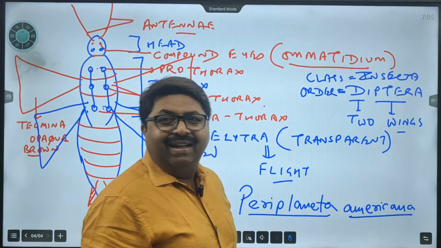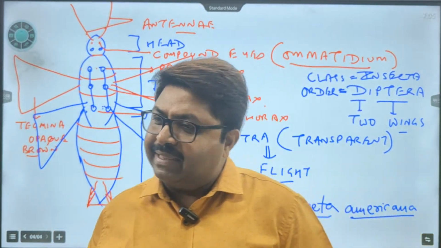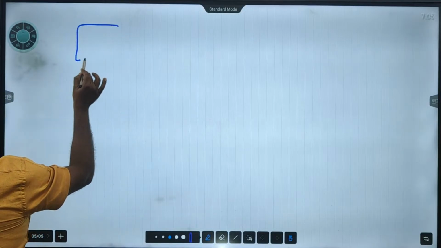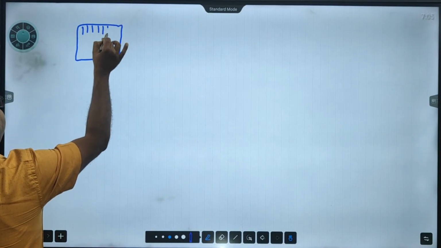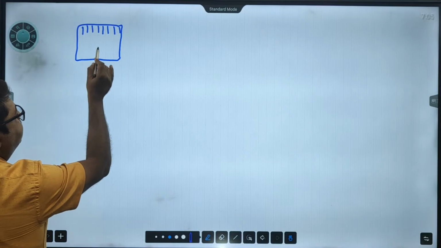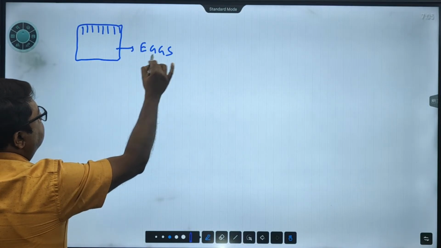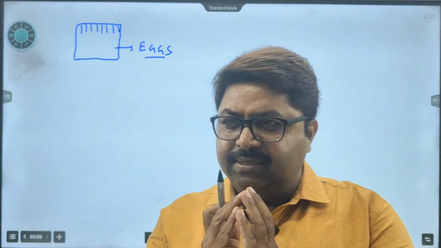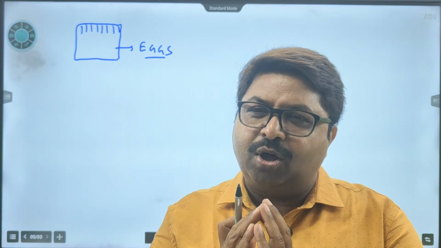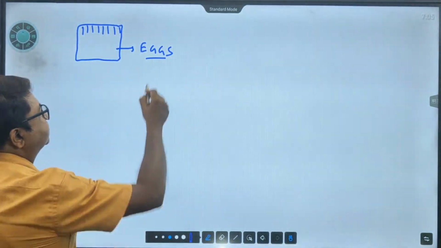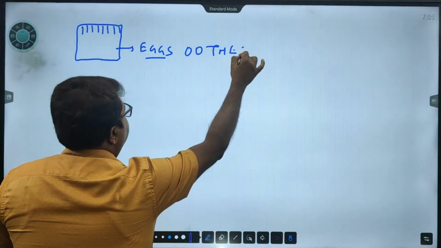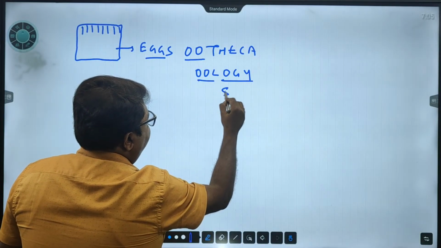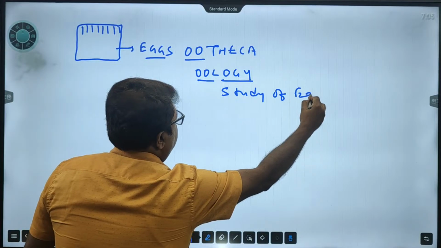Achha, how many of you have seen the so-called eggs of cockroach? I have seen them at home. You have seen some pouch like this, and you consider them to be the eggs of cockroach. I think you have seen it's covered by a brown chitin. Fine, and these are not eggs. These are called ootheca. Oo has come from the term oology. What is oology? Study of eggs. Study of eggs is called oology.